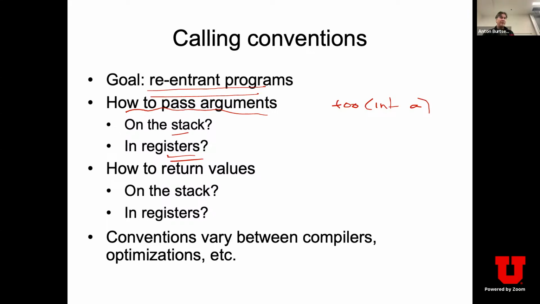Another way of doing it is to pass A on a stack. So essentially push A on a stack and then read it from inside the function, right? And we will talk about how x86 does it. It does both, actually. Another question you might have is how to return the values, right? And again, you say, well, I can return values on a stack or I can return values in registers. And those conventions essentially vary between compilers, right? So especially back in the days, there was a variety of compilers which were competing between each other, right?